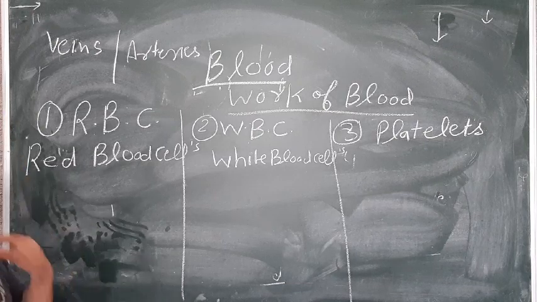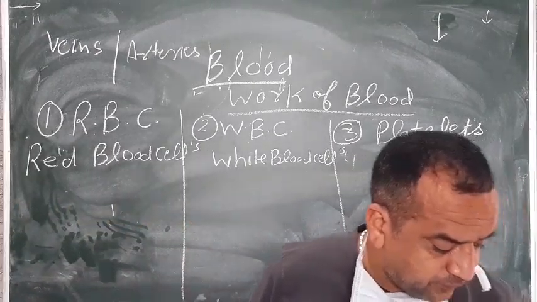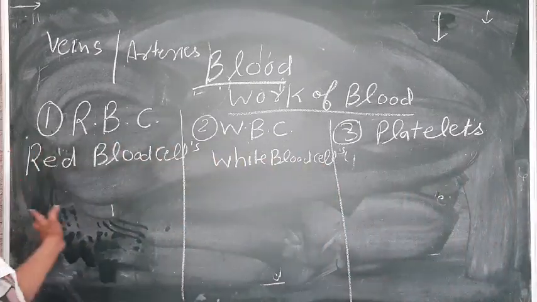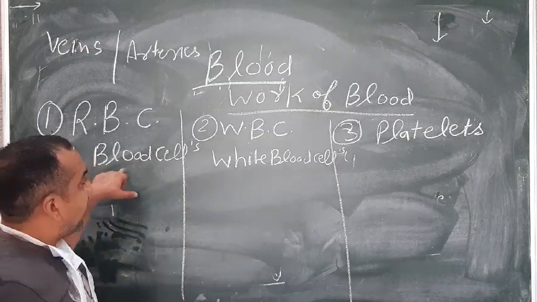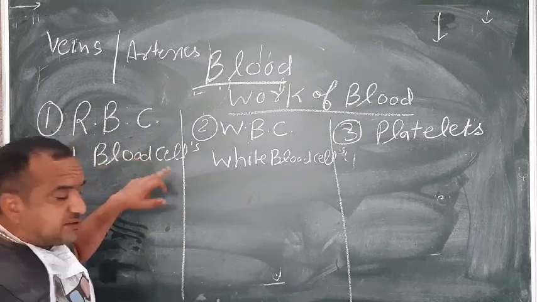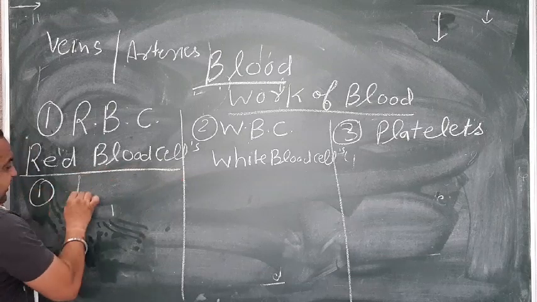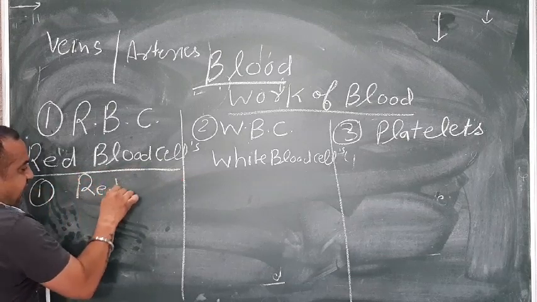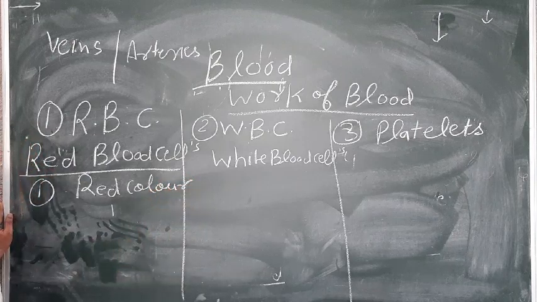First, what is the work of blood? The work of blood is divided into three parts on the basis of their cells. First, we study the RBC. RBC is available in red color.